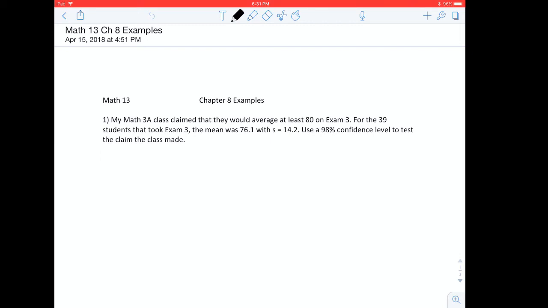All right, what I'm going to do here is 3 examples from Chapter 8, which basically covers the most important parts of Chapter 8. When there's a claim about a mean, that means that we're going to be using the t as the test statistic, and the critical values will be in Table A3. So first of all, find the claim.